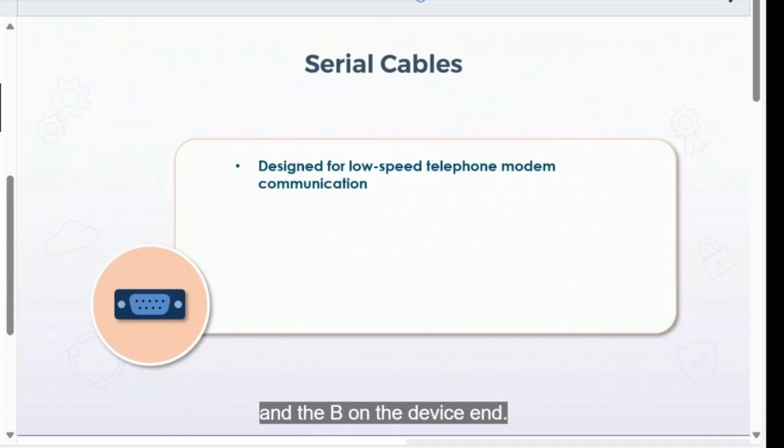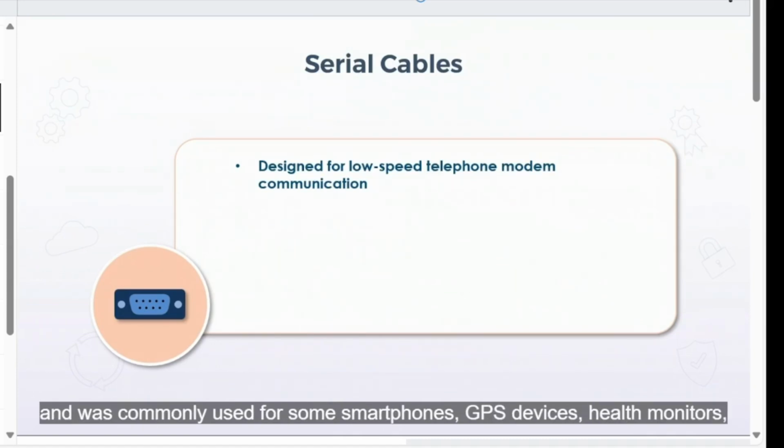And by low speed, I mean very low speed. By today's standards, a network that operates at 100 megabits per second would still be considered to be slow.